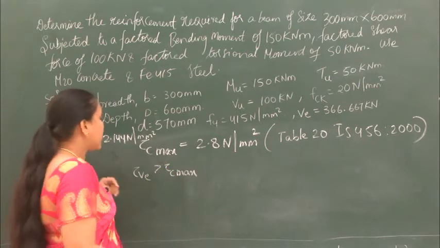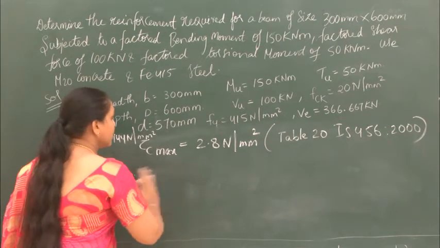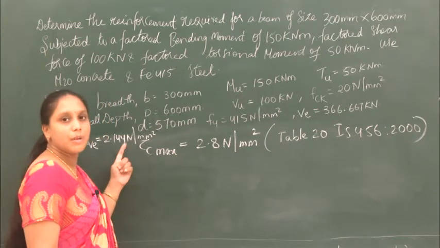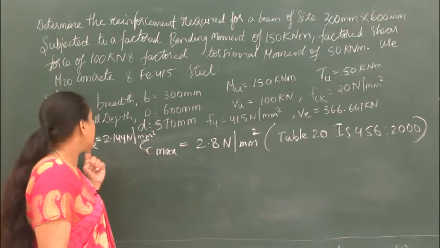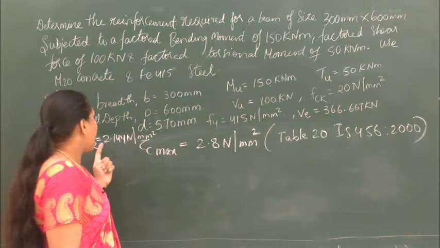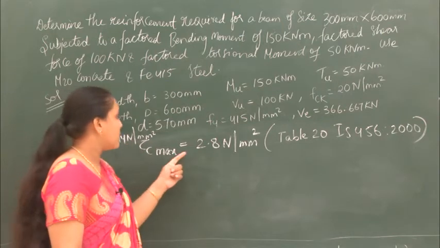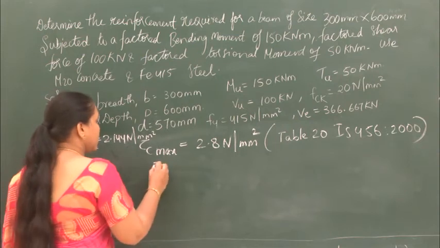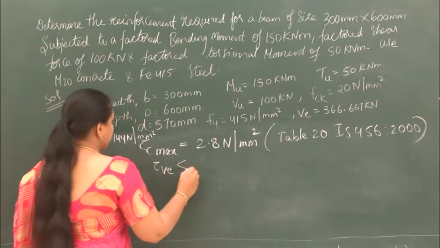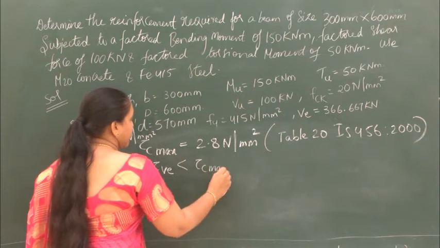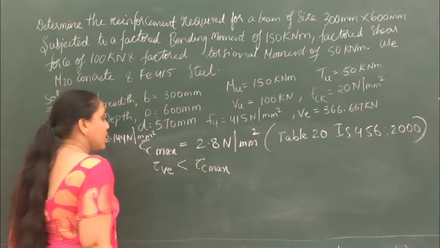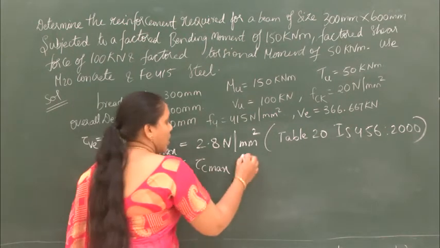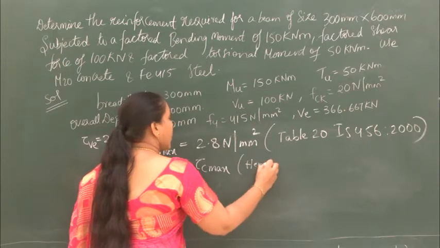So from these particular values, what you can observe is that the tau VE value is 2.144 and the tau C max value is 2.8 Newton per mm square. So from this you can observe that tau VE is less than tau C max. So as tau VE is less than tau C max, hence it is okay.